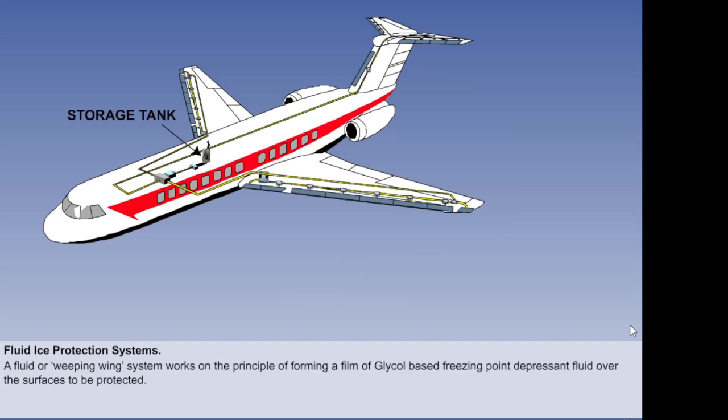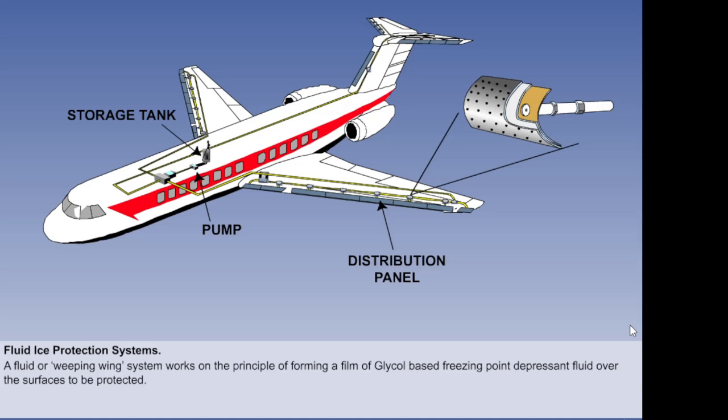A typical system will contain a storage tank, a pump, and a network of pipes to transport the fluid to the required locations. The pipes terminate at distribution panels fitted along the leading edges of the surfaces to be protected.